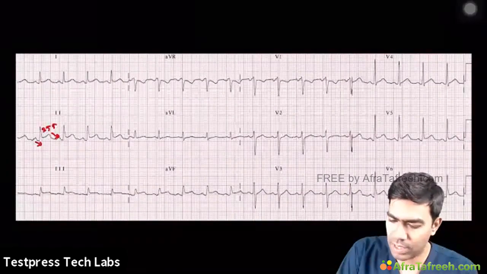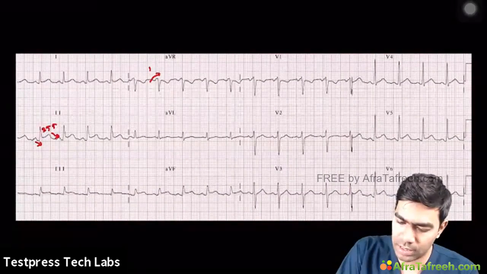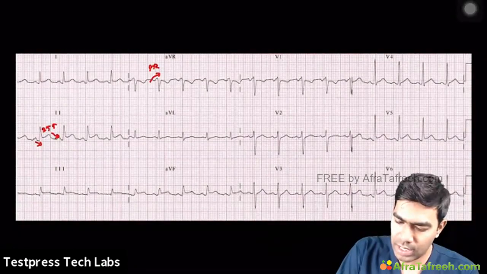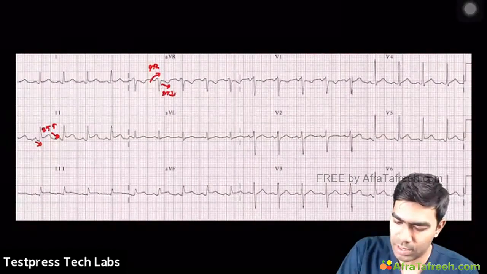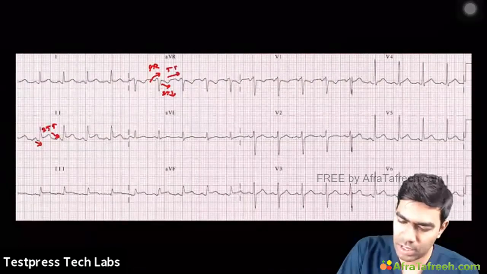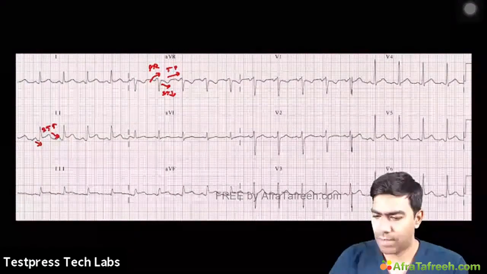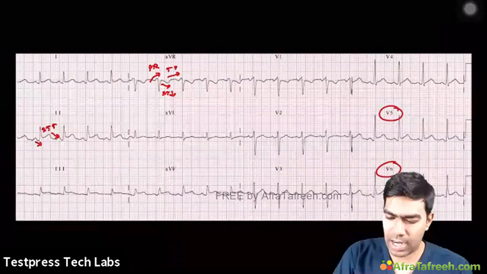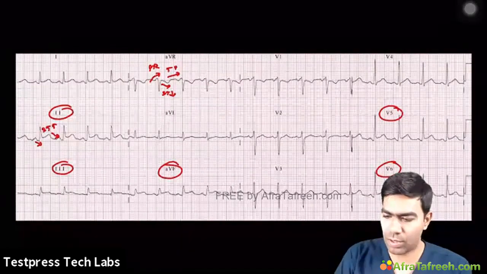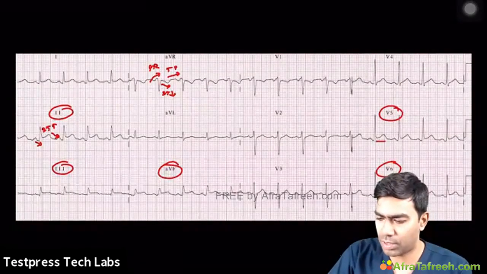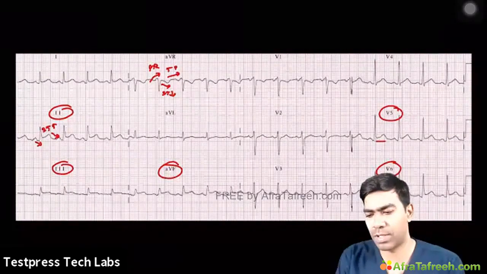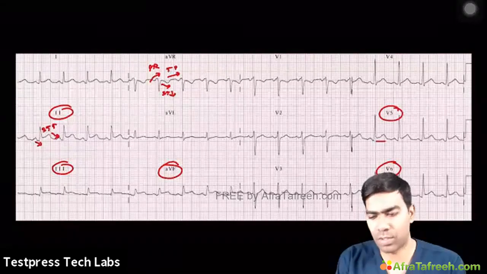And in AVR, you will see reciprocal change where the PR is elevated, the ST segment is depressed, and the TP segment is upsloping. So this is the classic change of pericarditis. And very commonly you will be seeing it in the inferior and the lateral leads, as I told you. In the lateral leads, you can see a small, minimal amount of ST elevation. That's what is going to happen.